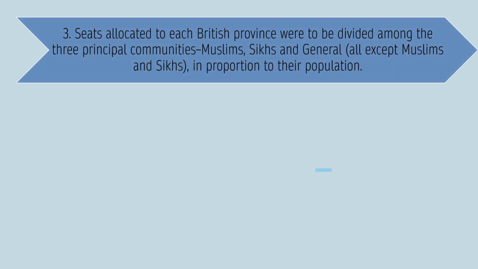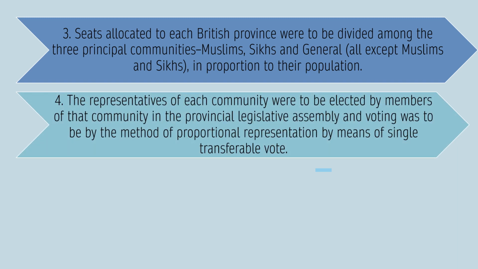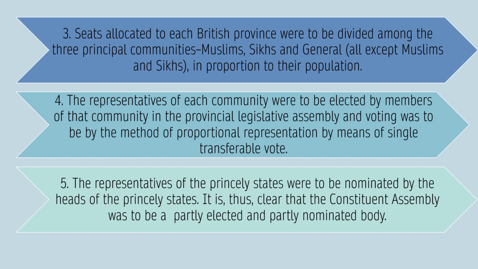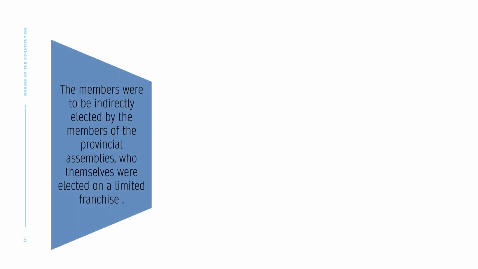Seats allocated to each British province were to be divided among the three principal communities, that's Muslims, Sikhs and General, in proportion to their population. The representatives of each community were to be elected by members of that community in provincial legislative assembly, and voting was to be by the method of proportional representation by means of single transferable vote. The representatives of the princely states were to be nominated by the heads of the princely states. From this, it's clear that the Constituent Assembly was to be a partly elected and partly nominated one. The members were to be indirectly elected by the members of the provincial assemblies.